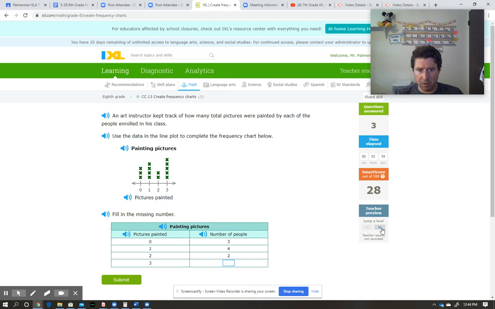Okay? Now I'm going to jump a level here. We're going to make this a little harder. Well, I can do this one real quick. So this one says an instructor kept track of how many total pictures were painted by each of the people enrolled in his classes. So it says use the data in the line plot to complete the frequency chart below. So 0 people, there's 3 people, because there's 3 X's here, who painted 0 pictures. For 1 picture painted, there's 4 people. For 2 pictures painted, there's 2 people. Now for 3 pictures painted, there's 1, 2, 3, 4, 5 people. So that's how I do that.